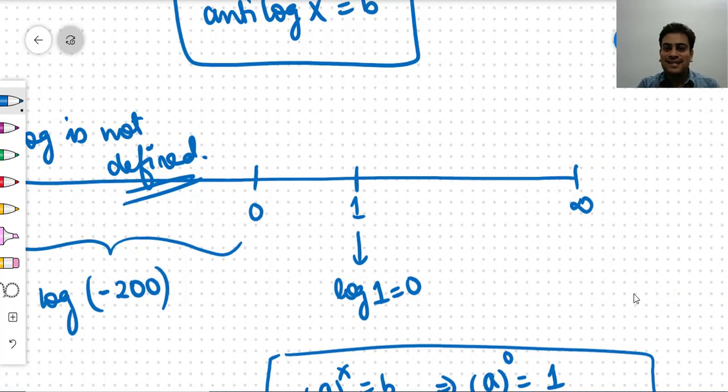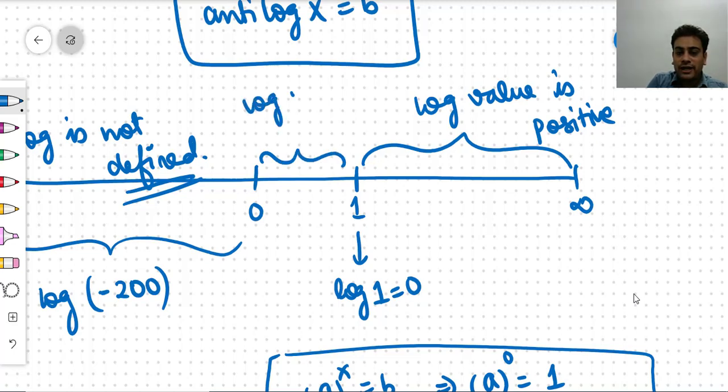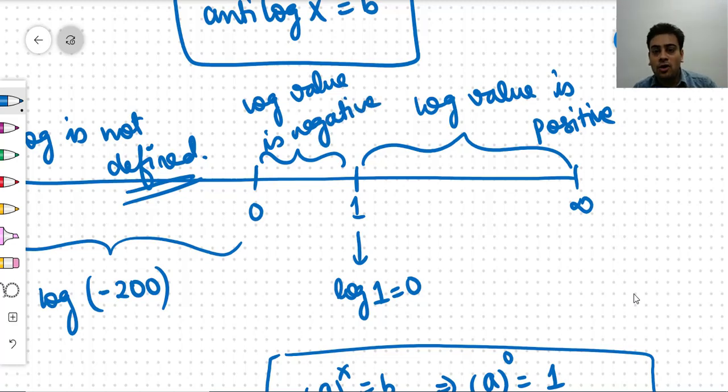And that is why it is my center point, because for all numbers greater than 1, log is positive. But for numbers between 0 and 1, your log value is negative. This is very important, and it will help you to find the values of log, because if you remember that for all numbers greater than 1 your log is positive, but for all numbers less than 1 but greater than 0 your log value is negative, that will help you to find the log values, right?